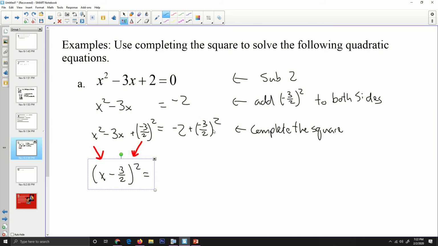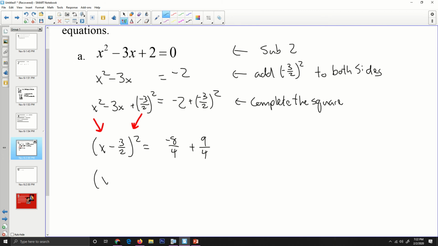And then let's simplify here. So negative 3 over 2 squared: negative 3 times negative 3 is positive 9, and 2 times 2 is 4. Negative 2, I need to make fourths. So how many fourths are in negative 2? Well, there are negative 8 fourths in negative 2. And so when I combine these together, I'll get on this side x minus 3 over 2 quantity squared equal to negative 8 over 4 plus 9 over 4, which is 1 over 4.